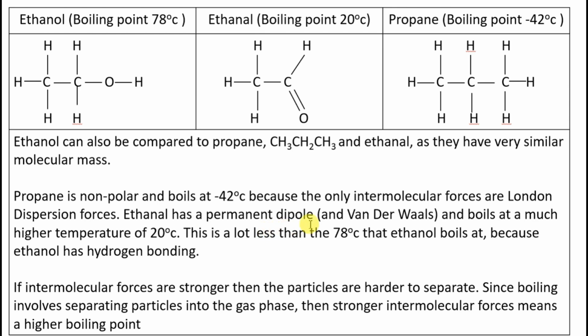Ethanal has a permanent dipole between the carbon and the oxygen. You could say van der Waals also, and boils at a much higher temperature of 20 degrees. This is a lot less than the 78 degrees that ethanol boils at because ethanol has hydrogen bonding. If intermolecular forces are stronger, then the particles are harder to separate. Since boiling involves separating particles into the gas phase, stronger intermolecular forces means a higher boiling point.